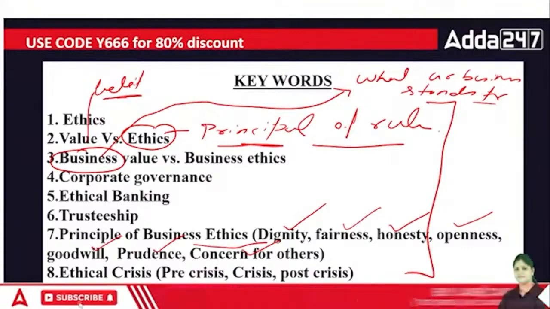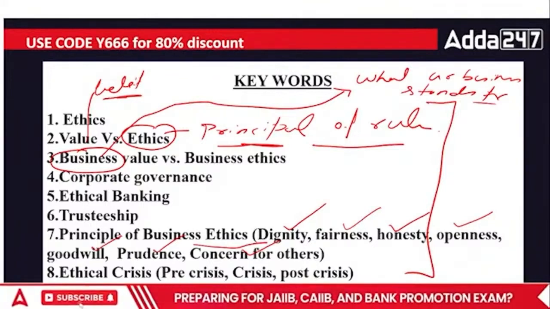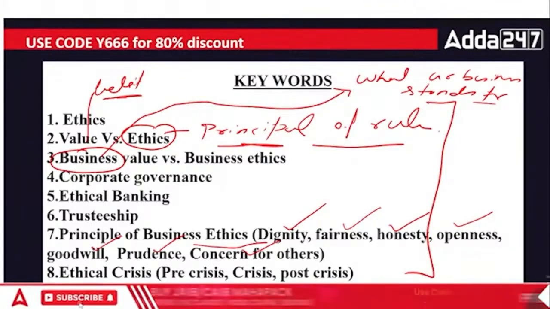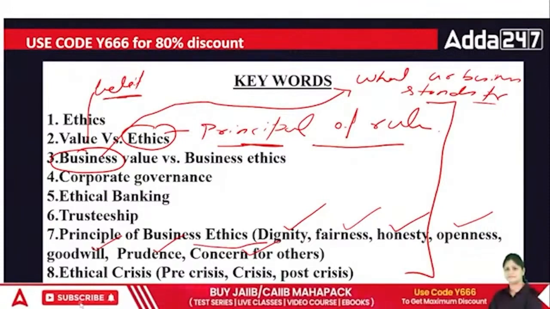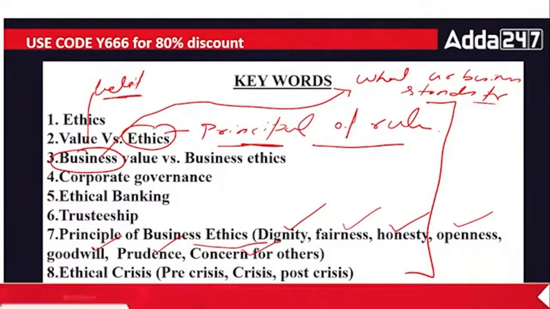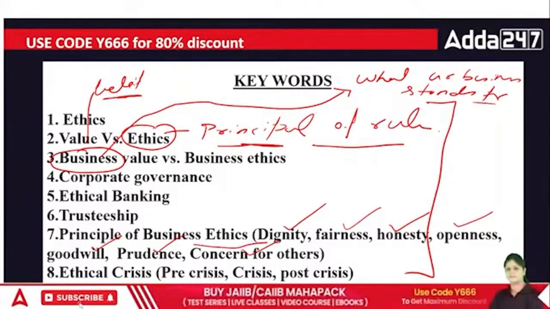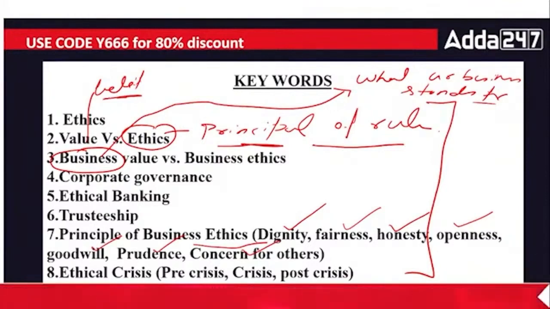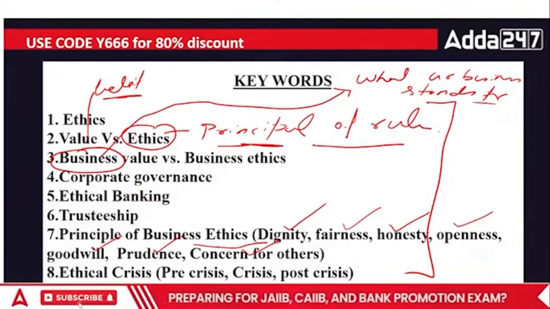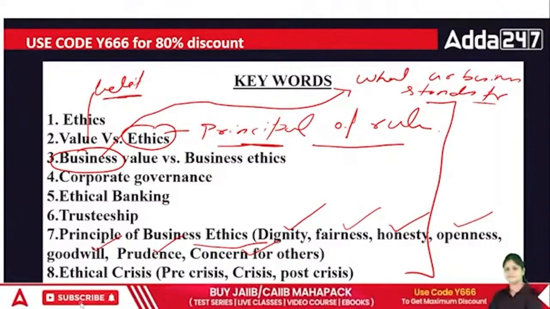Now prudence means you have to take the right decision at the right time. Your judgment should be correct, otherwise your business can be spoiled. So you should have prudence while taking business decisions. Then the last one is concern for others. You have to think about everyone in the society.